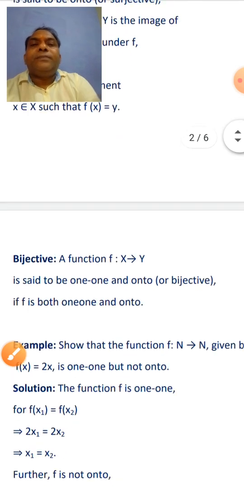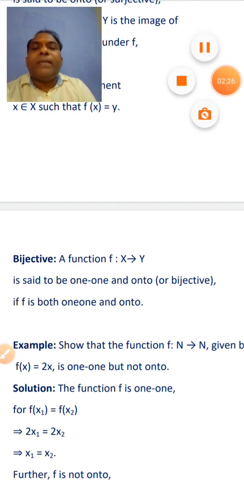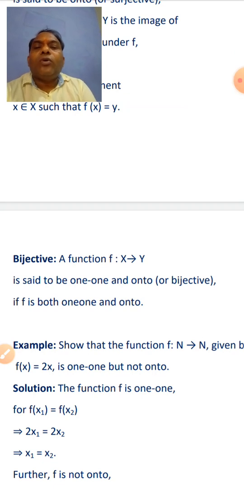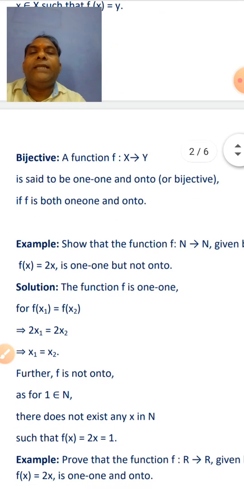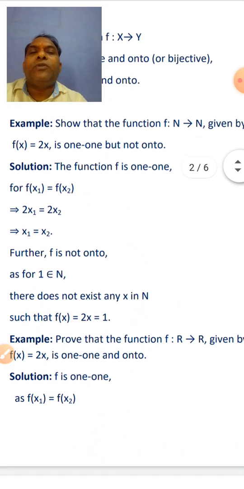Bijective function. In the case of a bijective function, a function f from X to Y is said to be 1-1 and onto, or bijective, if f is both 1-1 and onto. So we can say that a function will be bijective if it is 1-1 and onto, or if it is injective and surjective. Clear? Now see the examples related to the types of functions.